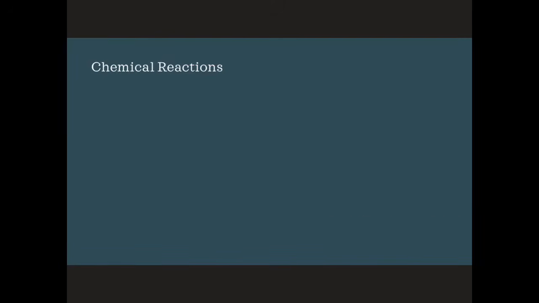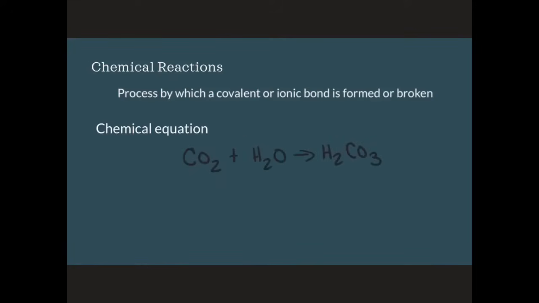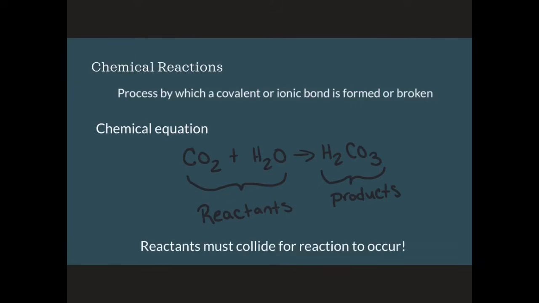Let's talk about chemical reactions. A chemical reaction is a process in which a covalent or ionic bond is formed or broken. A chemical equation used to show a chemical reaction typically shows the reactants on the left and the products on the right. The reactants must collide in order for the reaction to occur.